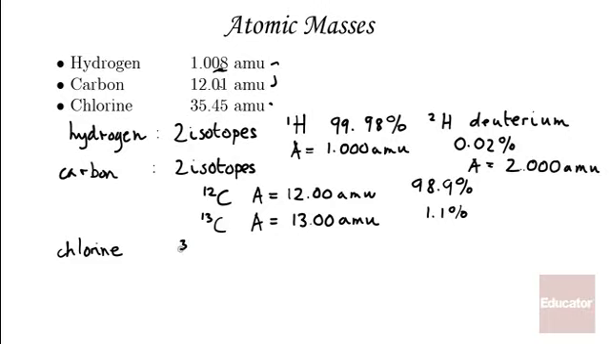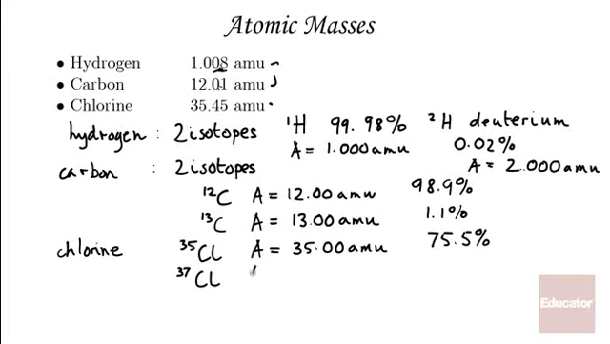is made up of chlorine-35 of atomic mass 35.00 AMU, and this is present to the extent of about 75.5%. About 3/4 of chlorine is made up of this isotope. The other isotope of chlorine is not 36, but is 37 Cl.